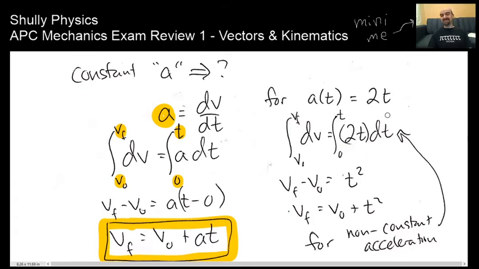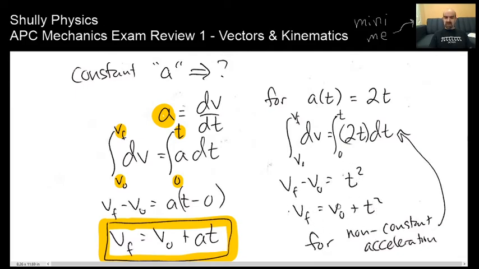Now, if acceleration is not constant, if acceleration depends on time, then you can't use Vf equals V0 plus at. The average velocity during the time it's accelerating is not a constant. That's an issue. Therefore, you've got to integrate. You've got to go to the integral. If a of t equals 2t, we integrate and we get Vf minus V0 equals t squared. And we get a different looking little creature here.